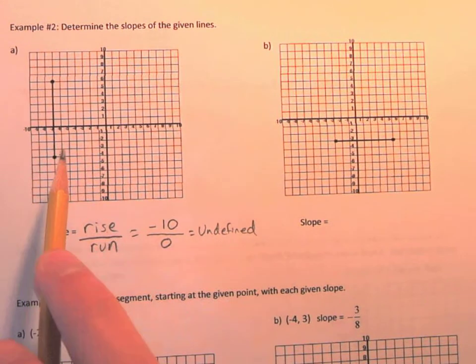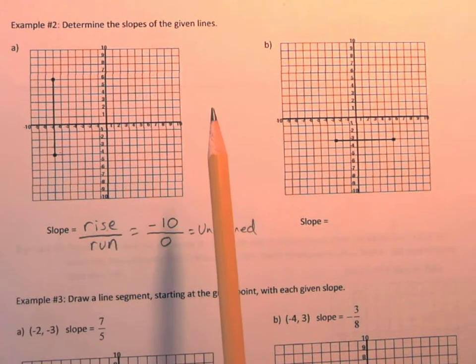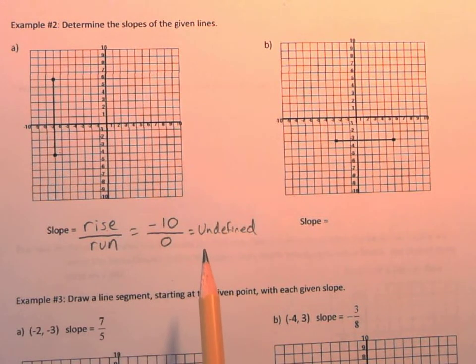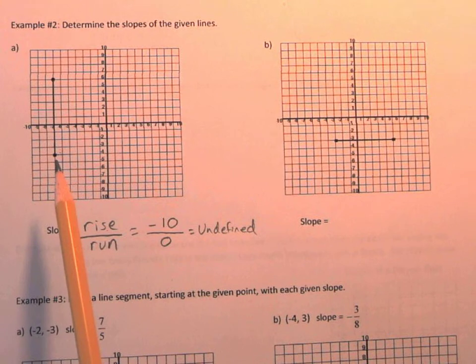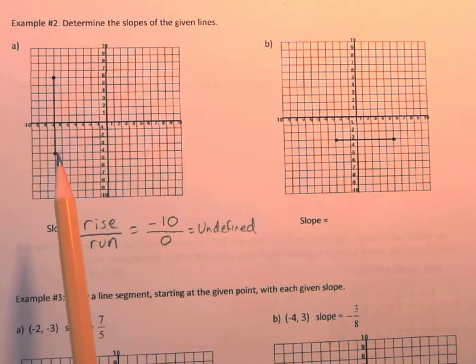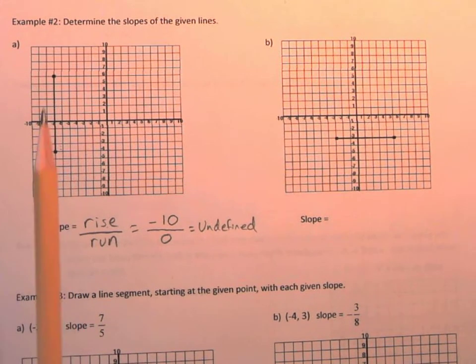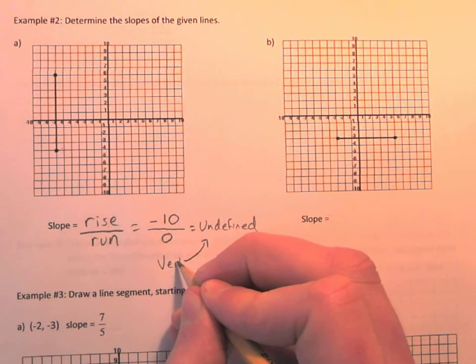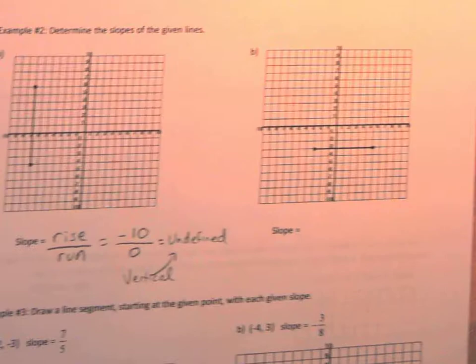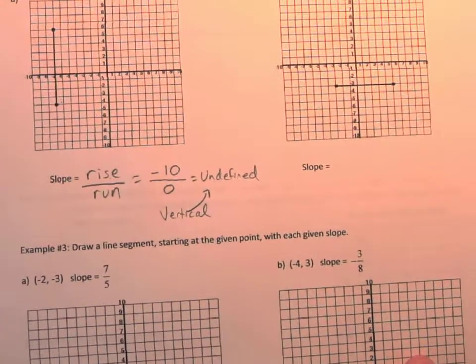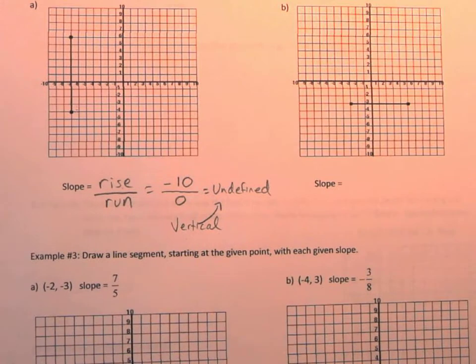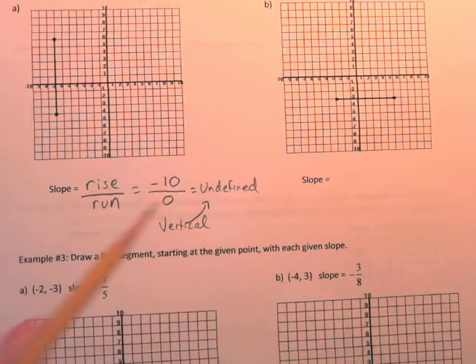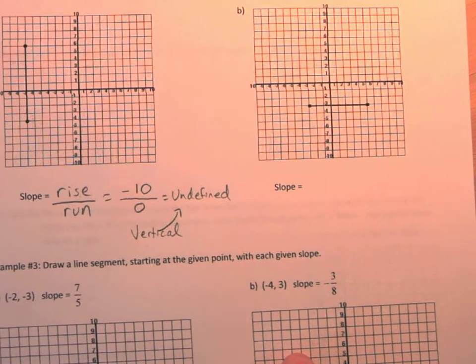So the slope of a vertical line is undefined, okay? Because we don't know how much it's increasing for every run of 1, okay? Because it's just kind of going straight up. So a vertical line, a straight up or down line, has an undefined slope. That's one thing you can either memorize or you can do the same process I did to come up with the conclusion that it's undefined.